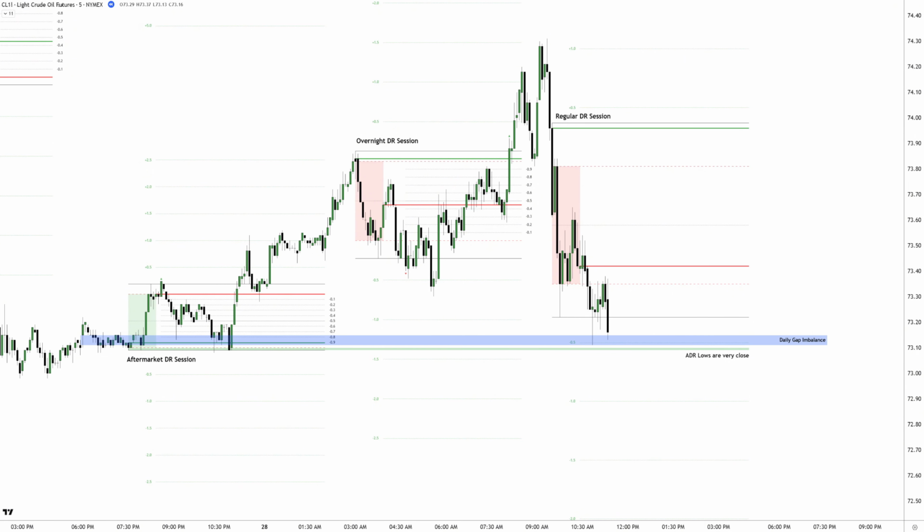To make things worse, a daily gap imbalance had formed just before the aftermarket defining range, stacking on top of the existing aftermarket DR session intraday gap imbalances. These imbalances acted as additional barriers, further reducing the probability of a strong downside move. The chart itself paints a clear picture. There simply wasn't enough space for a high-quality trade.